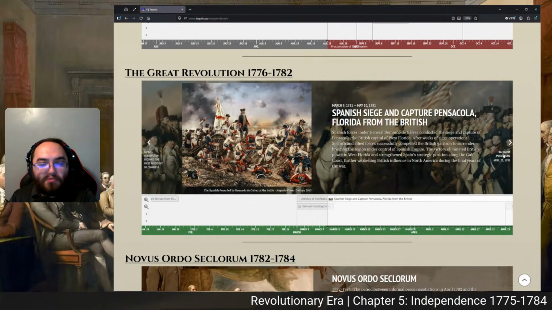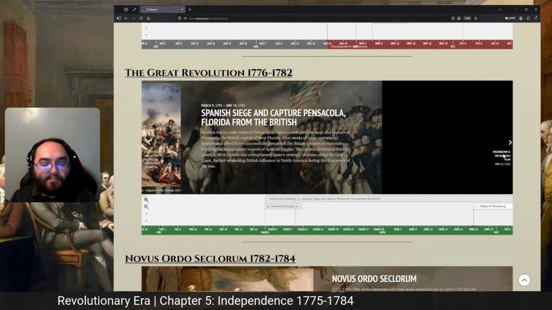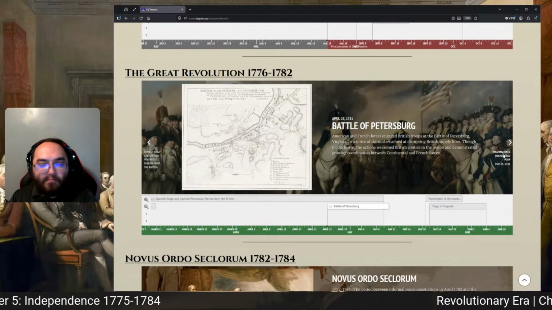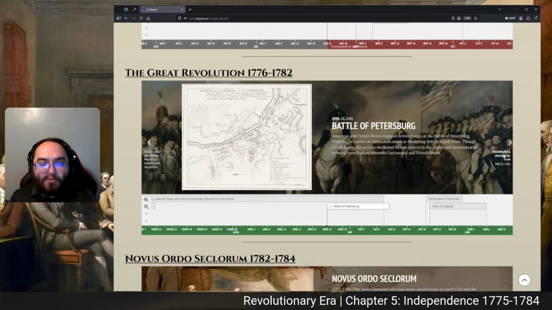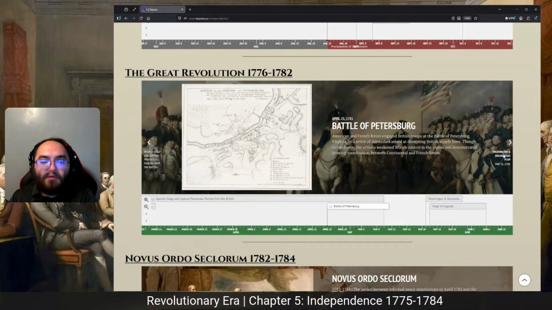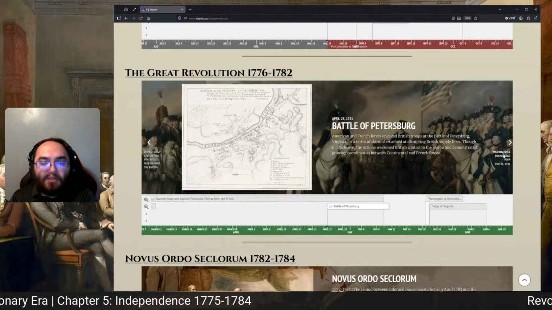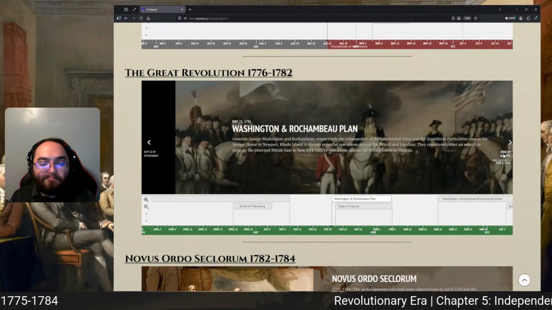The Spanish will siege and capture Pensacola, Florida, from the British. And then you have the Battle of Petersburg. This is Petersburg, Virginia, in a series of skirmishes aimed at disrupting British supply lines. Though inconclusive, the actions weakened British control in the region and demonstrated growing coordination between Continental and French forces.